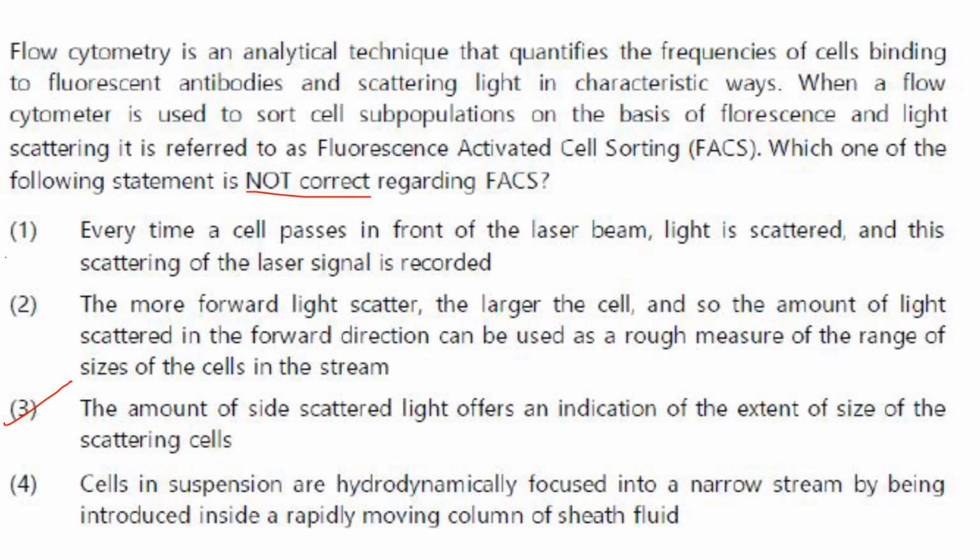The larger the cell, and so the amount of light scattered in the forward direction can be used as a rough measure of the range of sizes of the cells in the stream. That is forward scatter, what they have given in option 2 itself. What is side scatter? It measures the light scattered at a 90-degree angle, which is related to the cell's internal complexity and granularity. And what is backward scatter? It measures the light scattered in the backward direction, which is also related to the cell size and shape. So option 1 and 2 are correct.